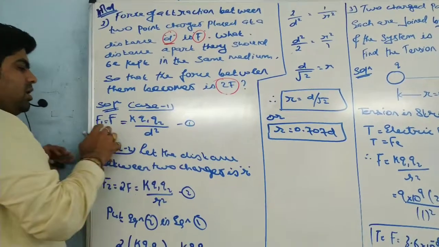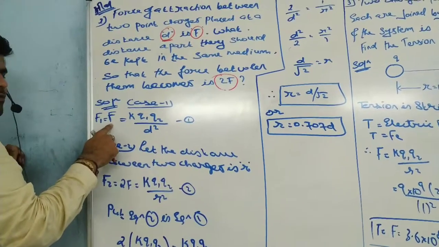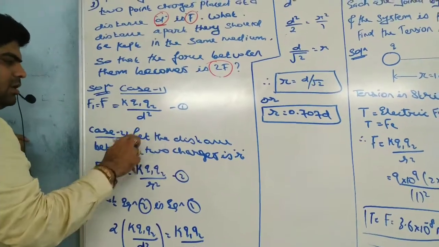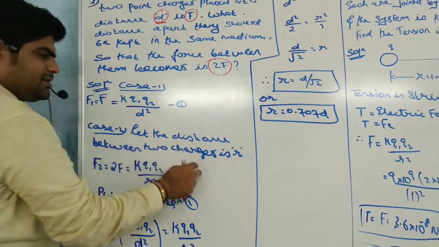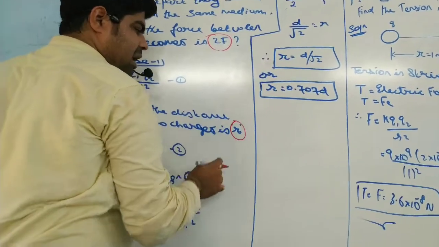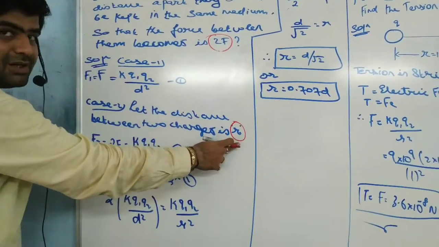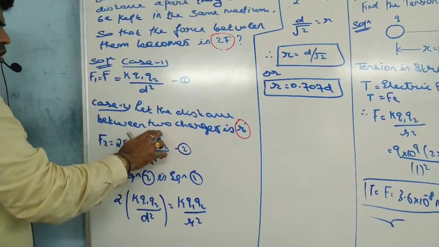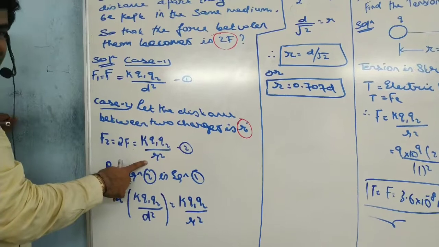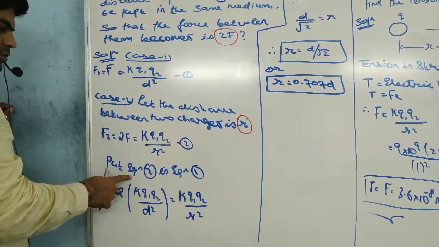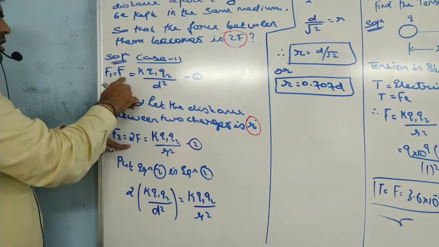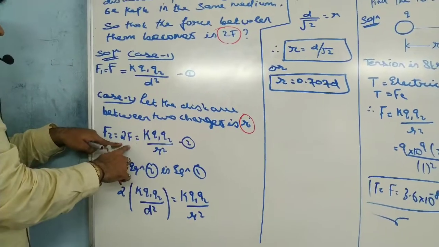We'll write case 1: F1, which is given to us as F, equals k q1 q2 upon r square. In case 2, let the distance between the two charges be r. F2, which is 2F, equals k q1 q2 upon r square. We'll take the ratio, or you could directly put down the equation also. We'll put equation 1 in equation 2.